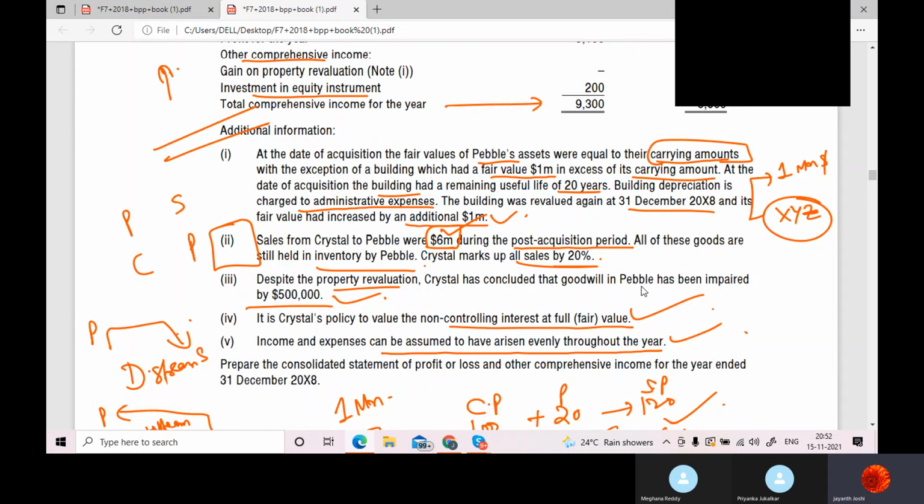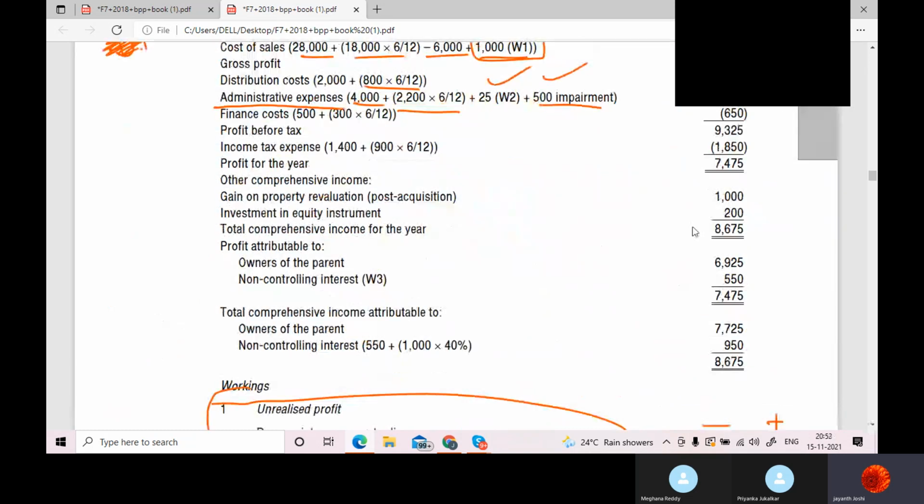Crystal has concluded that goodwill in the payable has been impaired. They have not given any details, but they said goodwill's impairment has happened. One treatment in adjustment, one treatment in the statement of profit or loss. So here we will adjust. We'll take the impairment loss in the administrative expense. We'll add that because this is an expense.